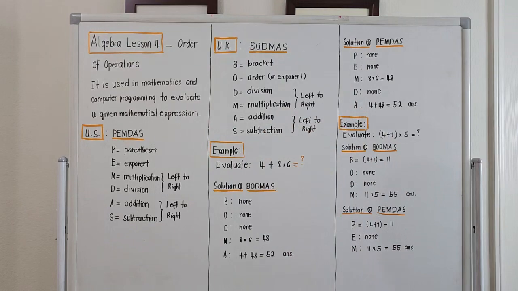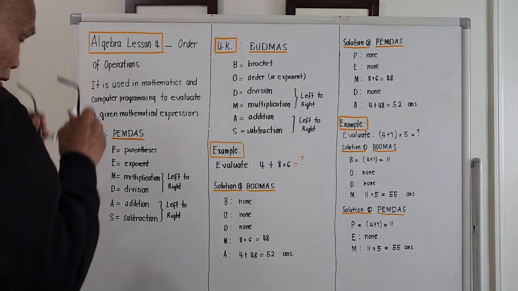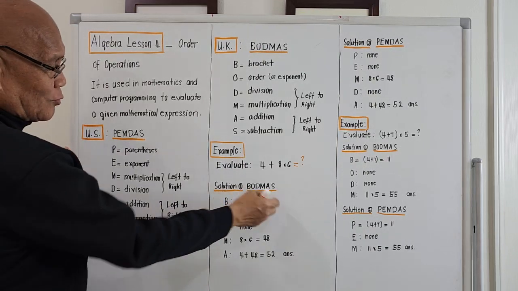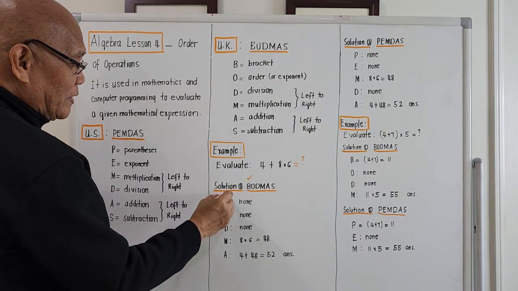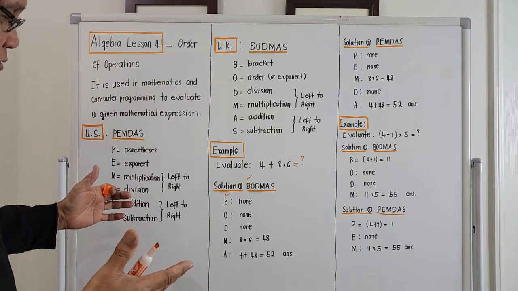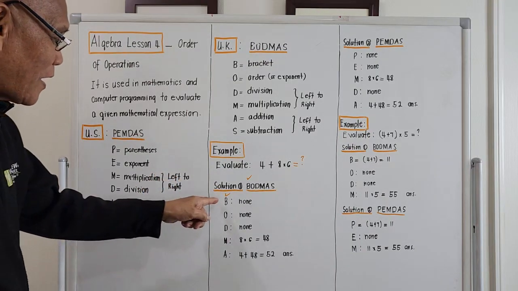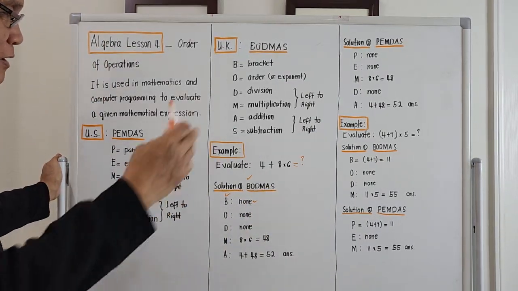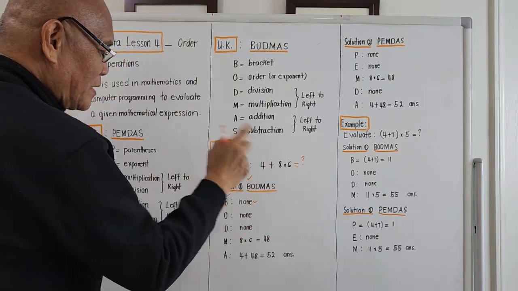Okay. I will bring out solution number 1 by using BIDMAS. BIDMAS, the rule used in the UK, United Kingdom. Okay, we'll follow this, right? We will start with letter B. What's letter B under BIDMAS? Bracket. Is there a bracket in the mathematical expression? Nothing, right? So for bracket, there is none. I put here none. How about order? Are there exponents in the given mathematical expression? None.